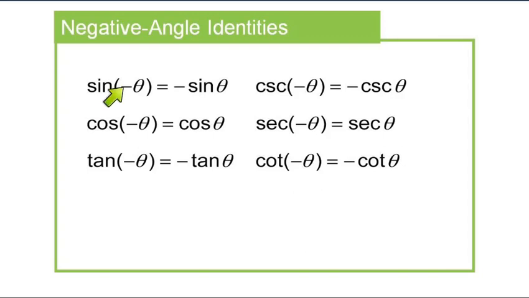So notice that sine and tangent behave the same, and their reciprocals behave the same. It looks like you're just factoring out the negative. You take this negative that's in here and move it to the outside. That's not really what's happening, but that's what it looks like, and that's how you can remember it. Cosine behaves a little differently, so the negative just simply disappears for cosine and for secant.